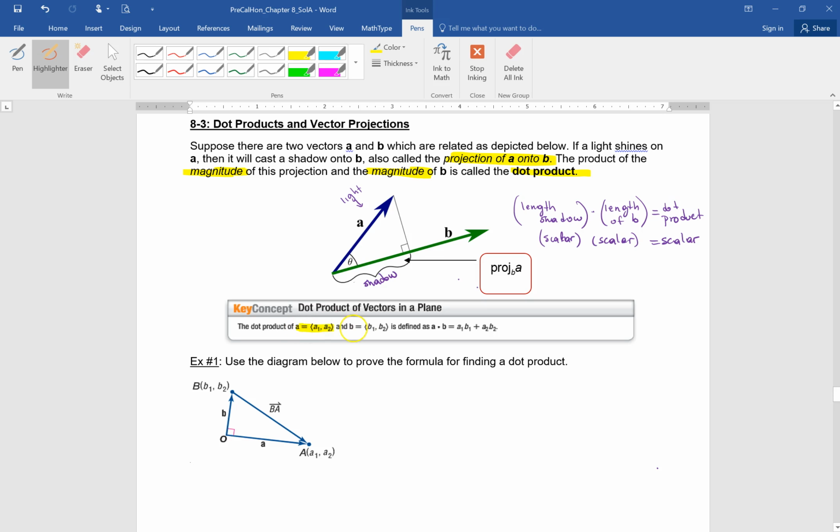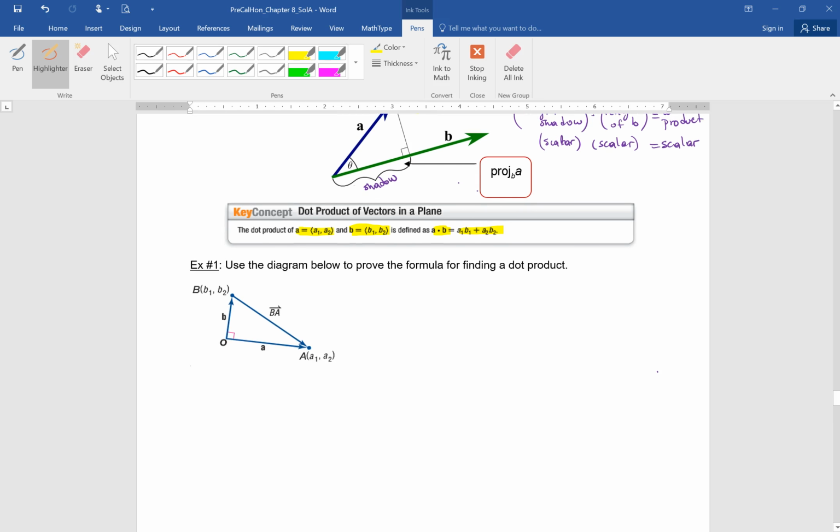So here's, if you have the vectors in component form, here's how you find the dot product. So if vector A has components A1 and A2, and vector B has components B1 and B2, then A dot B, that's how we write dot product, okay, is A1 B1 plus A2 B2, okay? So it's A dot B. That's the dot product. Okay?